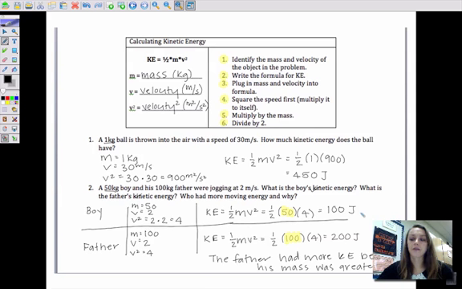After you've done filling out this note sheet, you should move on to the independent practice, which you need to get up and grab from the front.